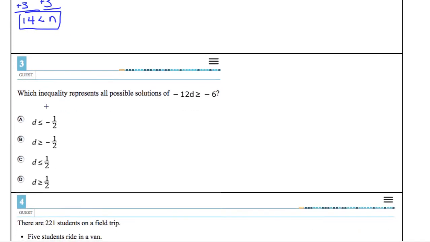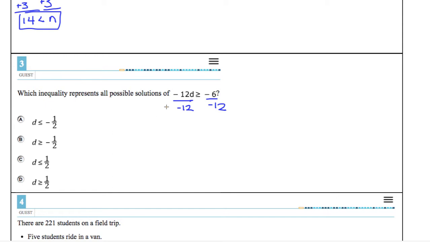Alright, let's try number 3. Pause the video. Alright, and you've unpaused the video. So for this one, it's a little bit tricky because we want to solve for d, which means we have to get rid of this negative 12. And right now this negative 12 is being multiplied by d, so the inverse operation of multiply is divide. So divide by negative 12, divide by negative 12. Oh, but I'm dividing by a negative. Whenever I multiply or divide by a negative, something happens to the sign. Do you remember? Yeah, that's right. It flips. Whenever you multiply or divide by a negative, it flips the sign.